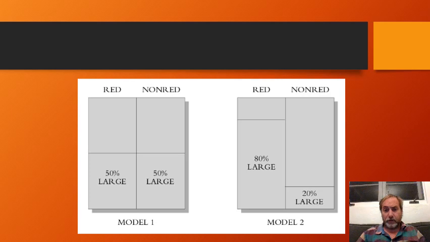So again, these were our two different models, right? We switched in that last one to model 2. Previously, we had reds and non-reds. Half of the reds were large, half of the non-reds were large. In model 2, we switched to 80% of the reds being large, 20% of the non-reds being large. And in the model 2 version, we can't do the simple multiplication rule like in the model 1 version, because model 1 is no correlation. In model 2, we've got a correlation between redness and largeness.